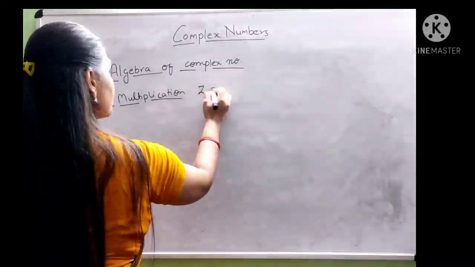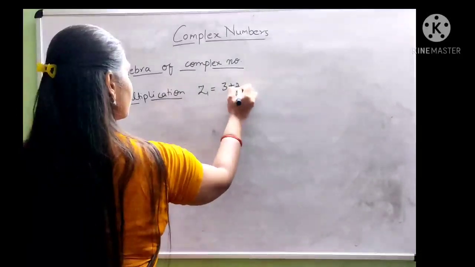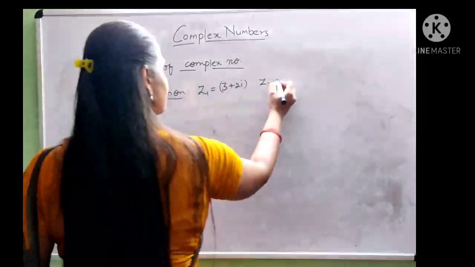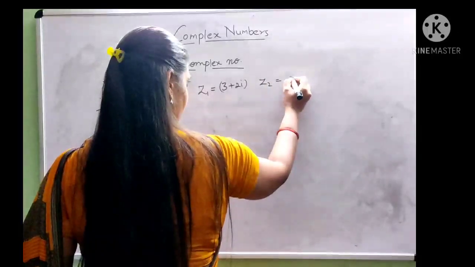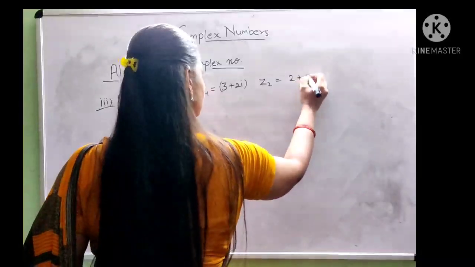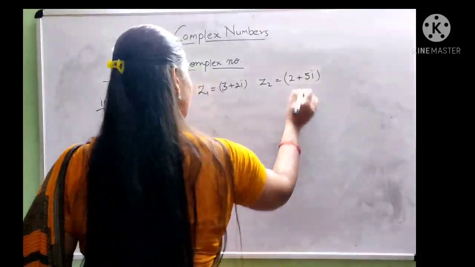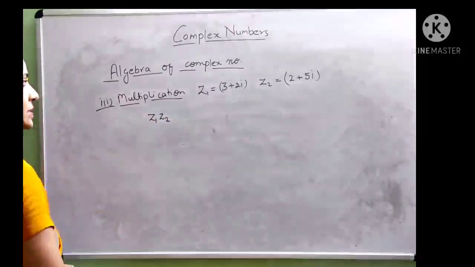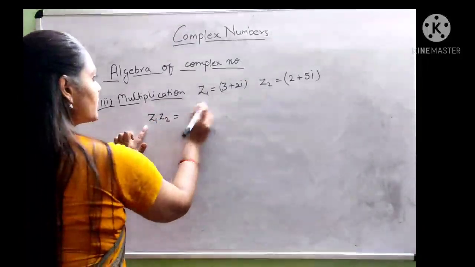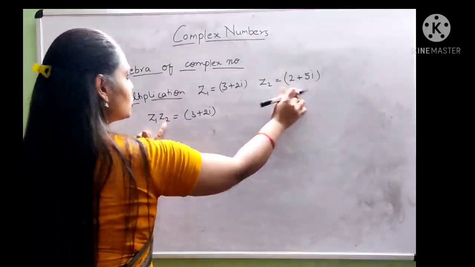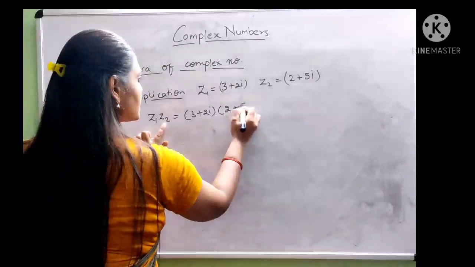Suppose we have a complex number z1, 3 plus 2i, and second complex number z2 as 2 plus 5i. Now we have to find out the multiplication of two complex numbers z1 and z2. Put the values over here. z1 is 3 plus 2i and z2 is 2 plus 5i.